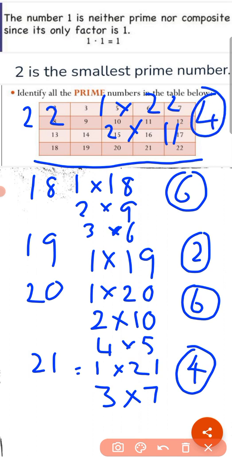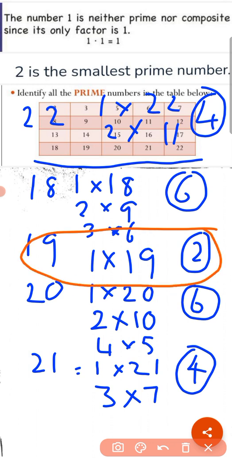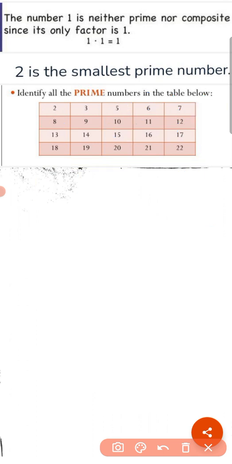So children, the numbers given are 18, 19, 20, 21, 22. 18 has 6 factors. 19 has 2 factors. 20 has 6 factors. 21 has 4 factors. And 22 has 4 factors. So which is the prime number among this group? 19, because 19 has 2 factors, 1 and 19.